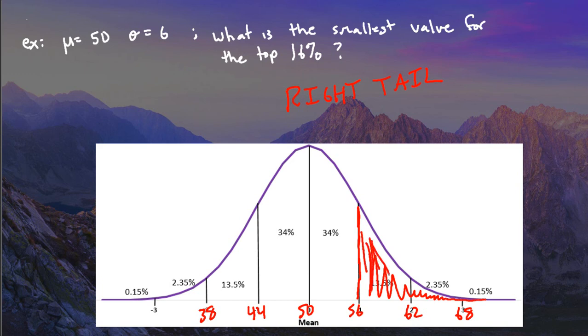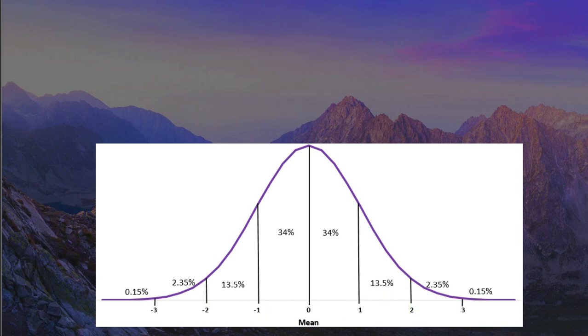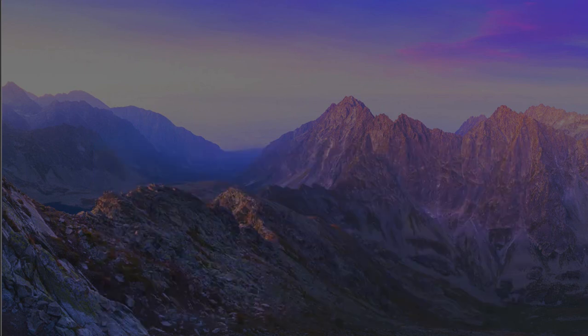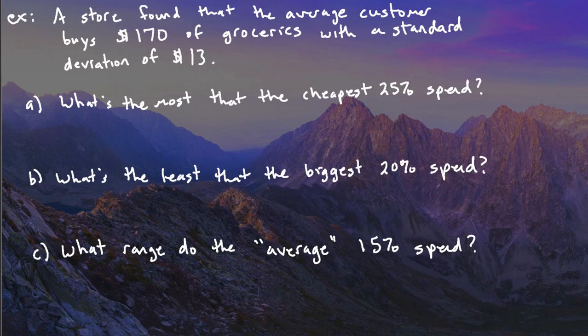Now it asks, what's the smallest value that could be? Well, 56. Of course, this is all hitting right on each of these standard deviations on our estimate here. But what if it's not so cut and dry? So let's take a look at a situation like that. We won't need this graph anymore. I'll sketch it out if we need it.